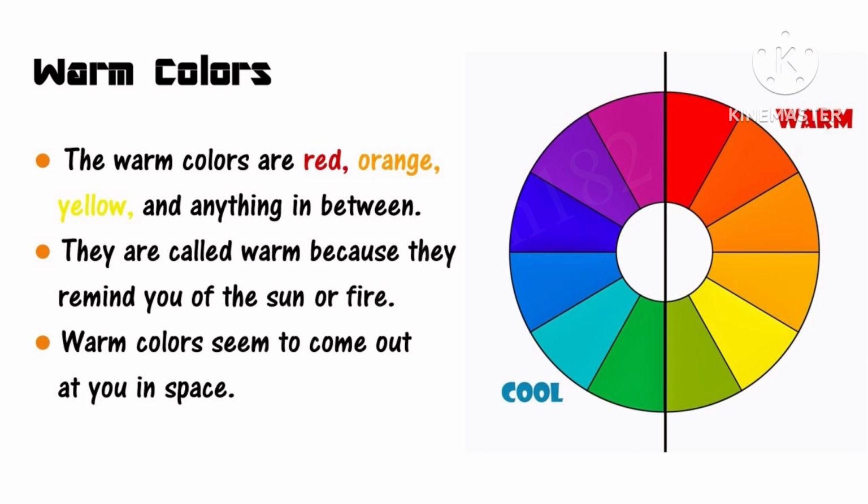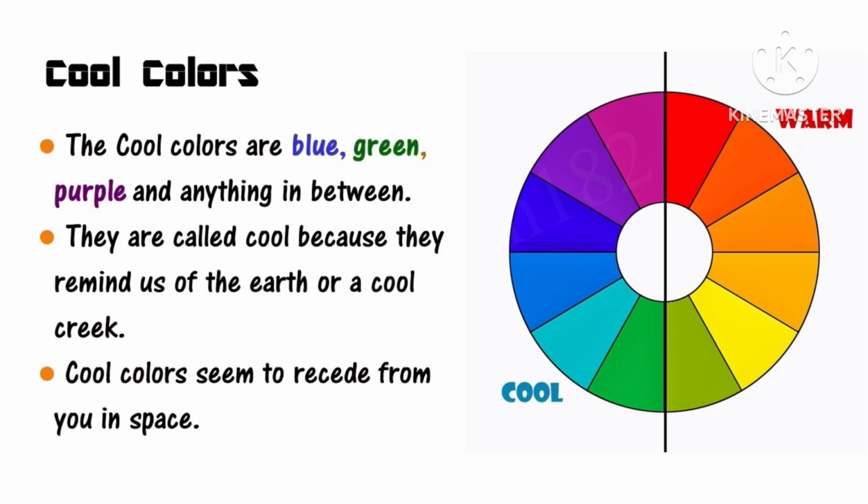So why are they called warm colors? It's because whenever we see them, they give us the sensation of heat, sun or fire. So warm colors seem to come out at you in space. Like if you are watching this video on a display, then the colors would seem to come out from the display towards you.